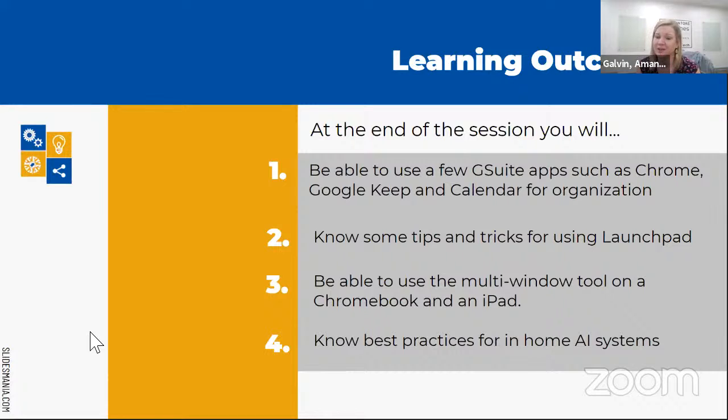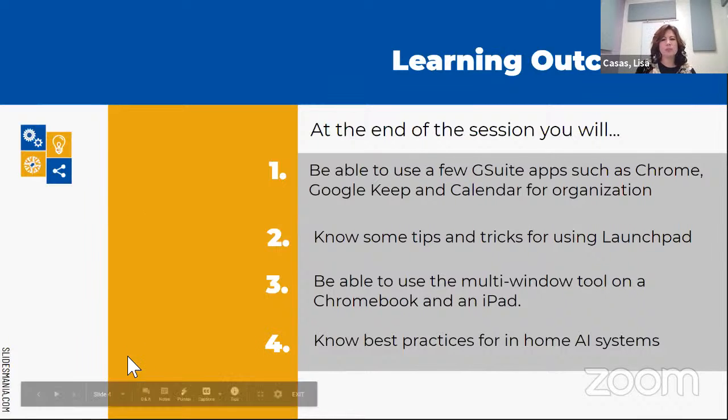We're also going to take a look at your child's Launchpad. What are some ways that you can keep them organized, and some quick tips and tricks to help make Launchpad work for them? And we're also going to take a look at using the multi-window tool on a Chromebook and an iPad to split that screen, because oh my goodness, it gets crazy when you don't have a split screen, and they're a little bit different on the Chromebook as opposed to the iPad. And then we're just going to briefly talk about some of those home AI systems like Alexa and Google Home, and what you can use those for to keep organized.